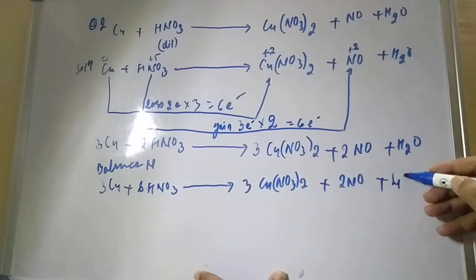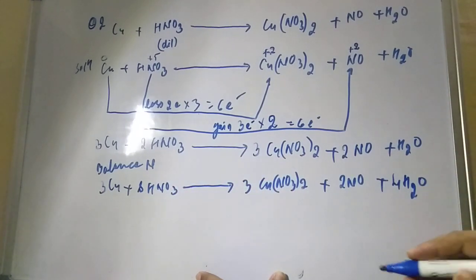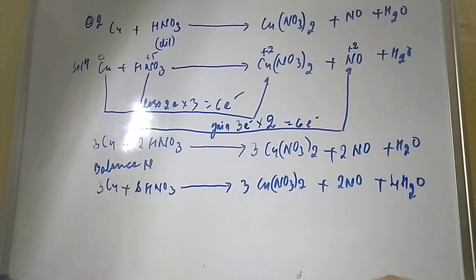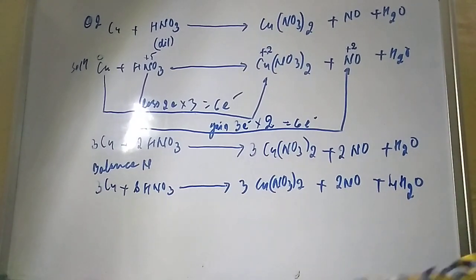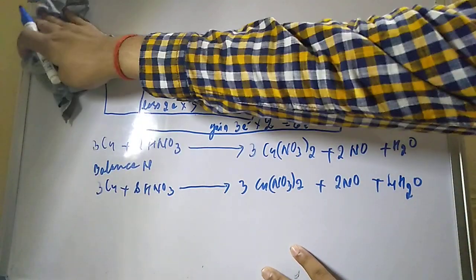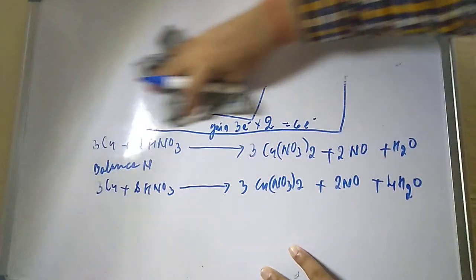So on this side, how many water molecules? 4 water molecules will be formed. So this is the balanced chemical equation. You can also check it. If you are checking it, how can you check this?